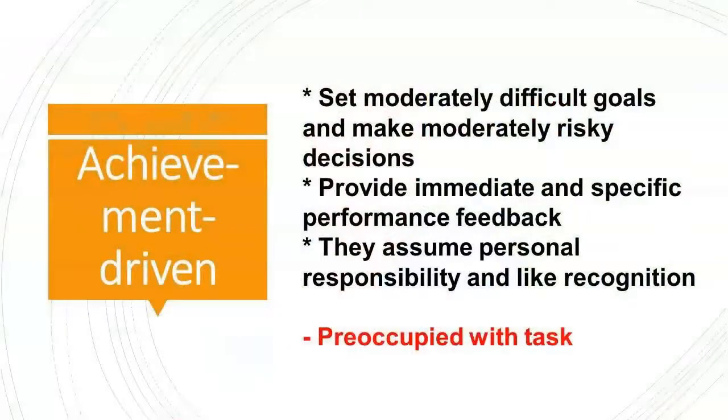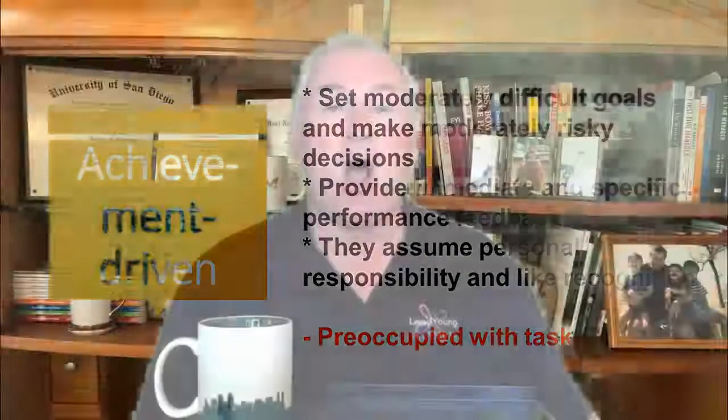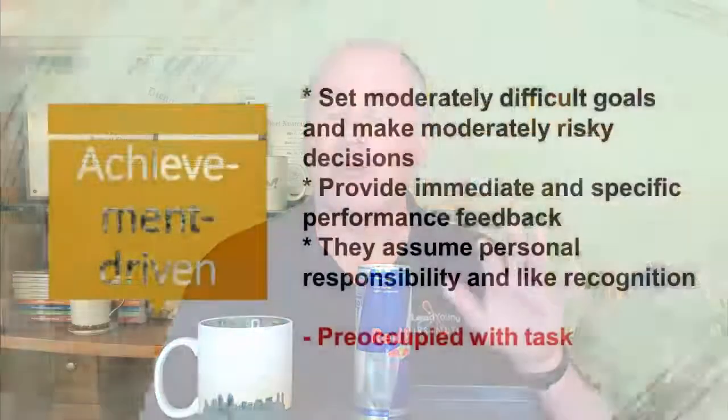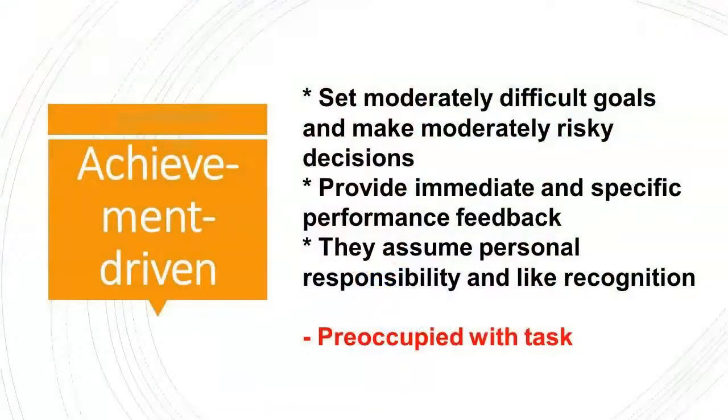Now, a second kind of people you have on your team are achievement-oriented people. So it's kind of like this energy drink. They're just go-getters. And the cool thing about achievement-oriented people is they like to accomplish goals, but you have to set them appropriately. Make sure you set moderately difficult goals and make moderately risky decisions.